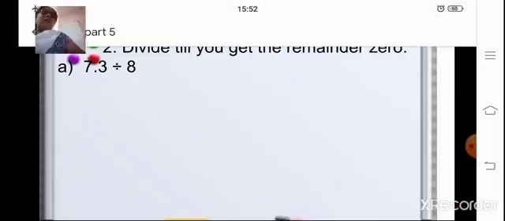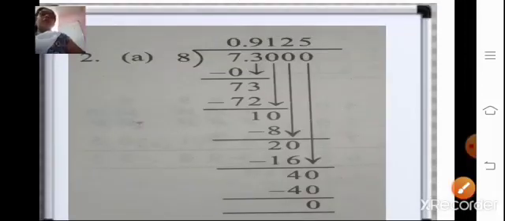Okay. Coming to the second sum. Working of the division is shown in the slide. You can just do the division and check your answer. Coming to the second sum.